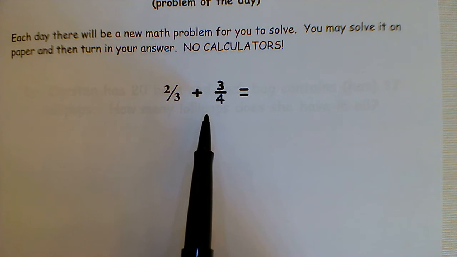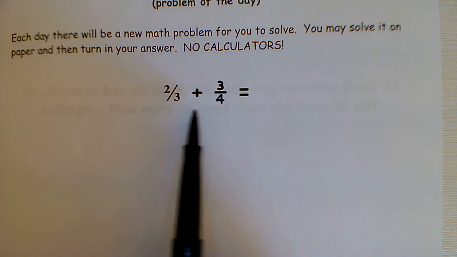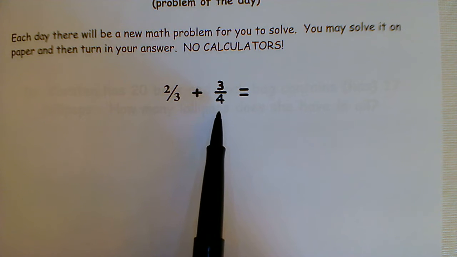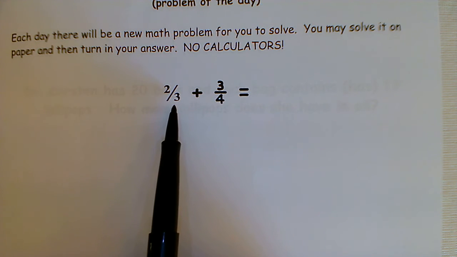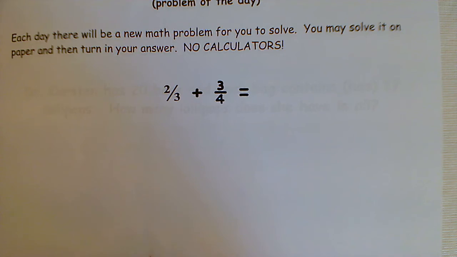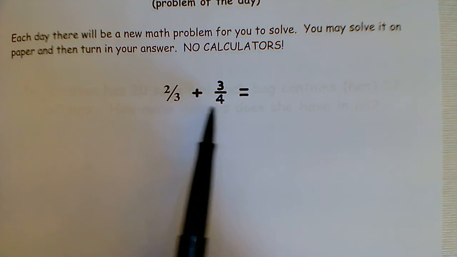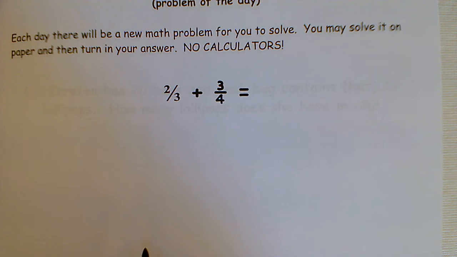Now the next thing I'm going to do is check, are these related denominators? Can I take 3 and turn it into 4 or vice versa? And from looking at it, I can see that I cannot do that. So what I'm going to have to do is change both of these denominators into a new one. And in this case, that new one is going to be 12ths.